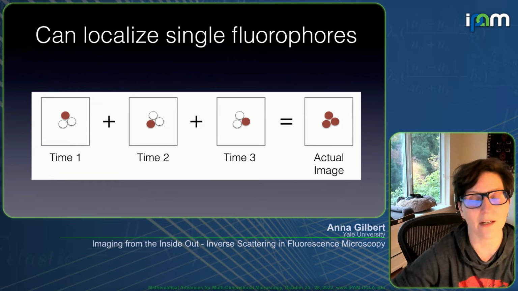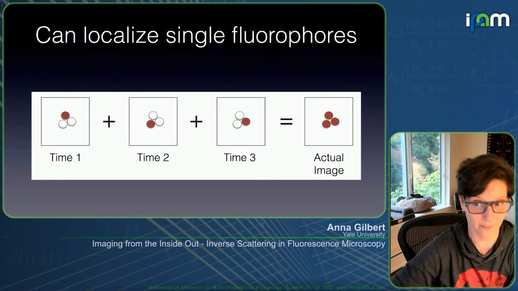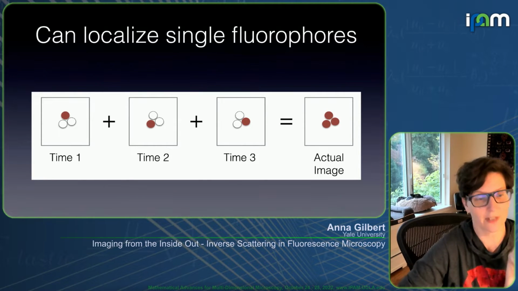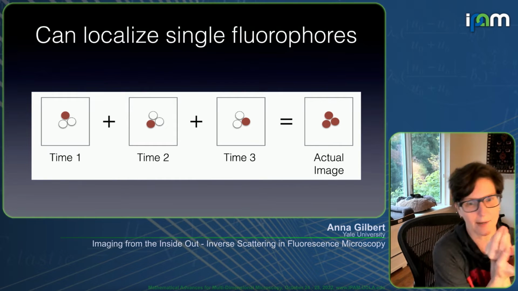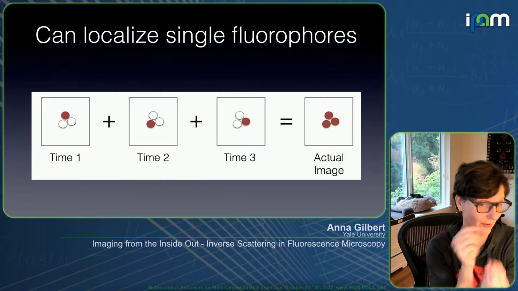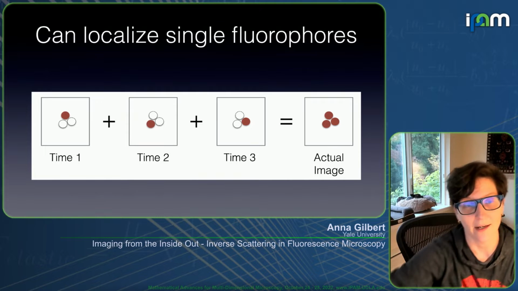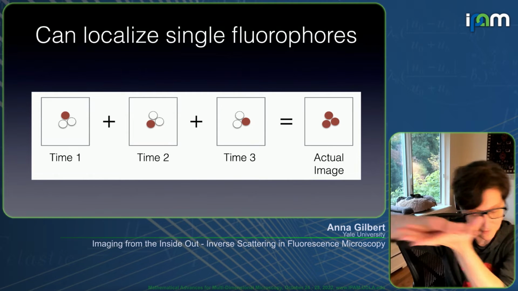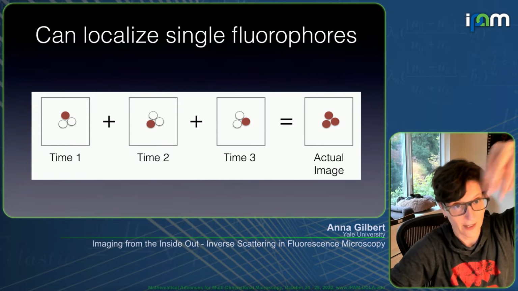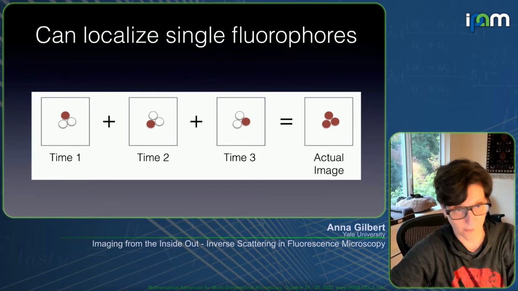And in fact, you can localize these if you light them up sequentially. So if you've got three very close together, you light up one at time one, another one at time two, and the third one at time three, and then superimpose all the images on top of one another. Then you get the actual image, and you get these three fluorophores all clustered together at a resolution that's much finer than you could do if you tried to get all three of them at once.